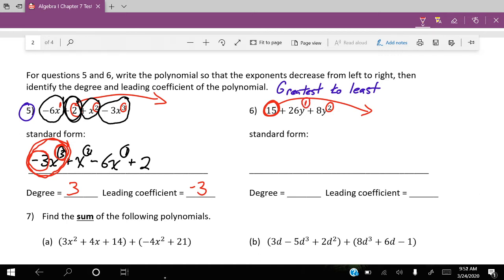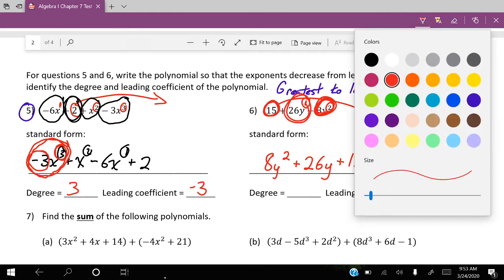There are three exponents: x to the 0, which is on the 15. That's already at the back. I'm sorry, y to the 0. We can tell that the term with the largest exponent is actually 8y squared, which is right here. And then the next largest term would be 26y to the first, so we're going to say 26y. And the last term we told ourselves we would throw to the back is simply 15.